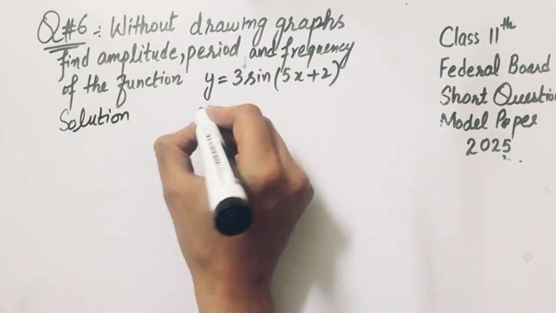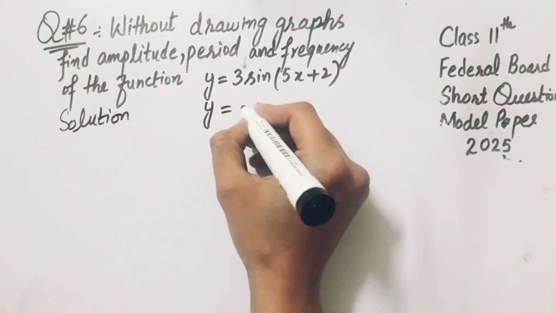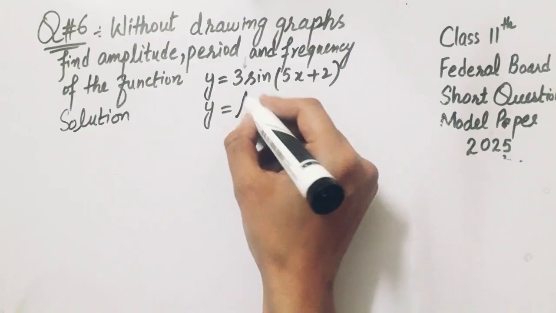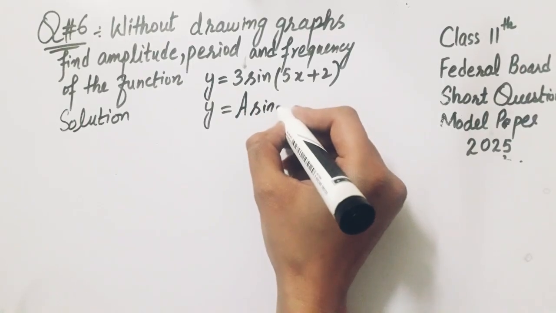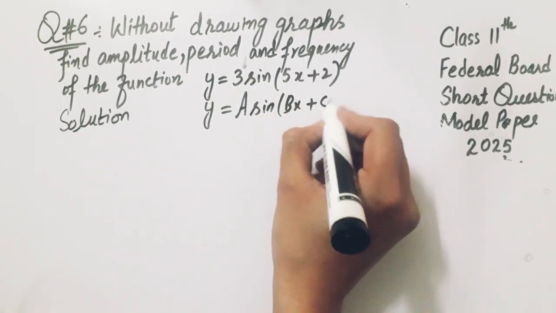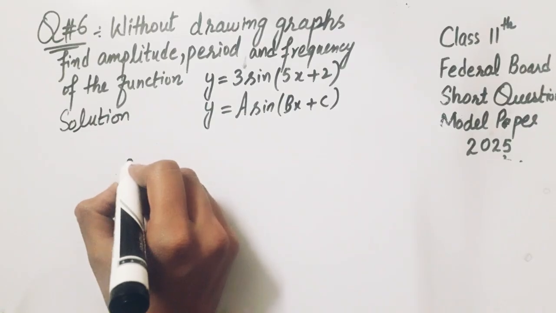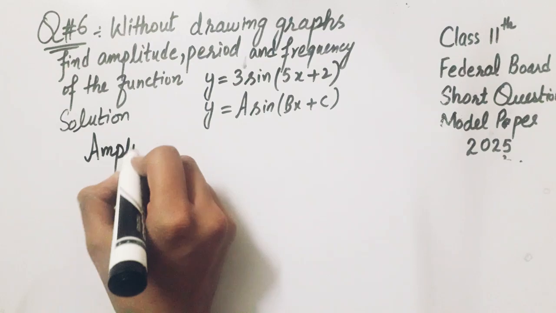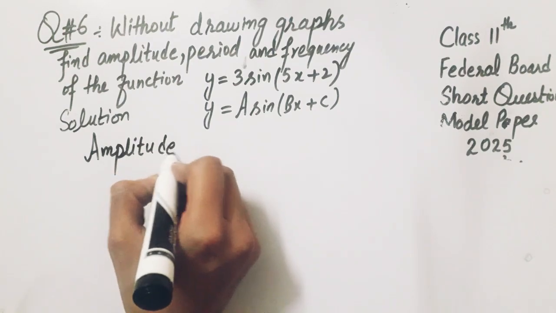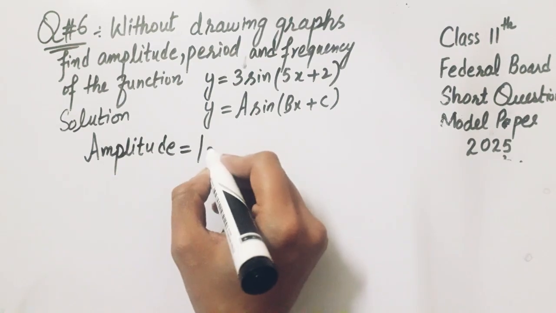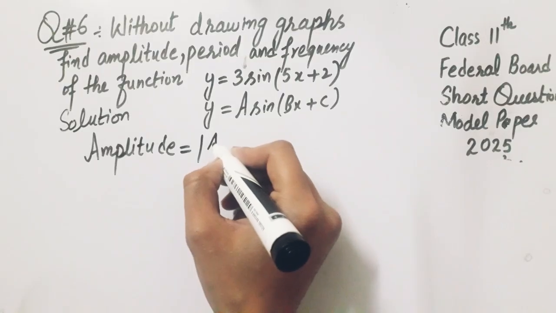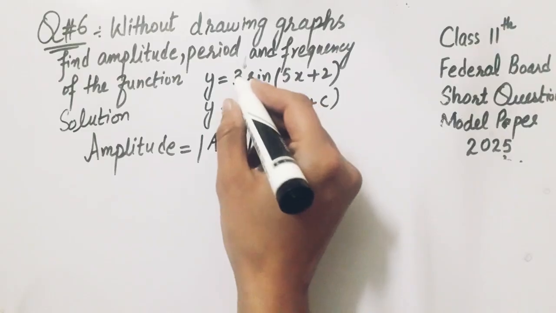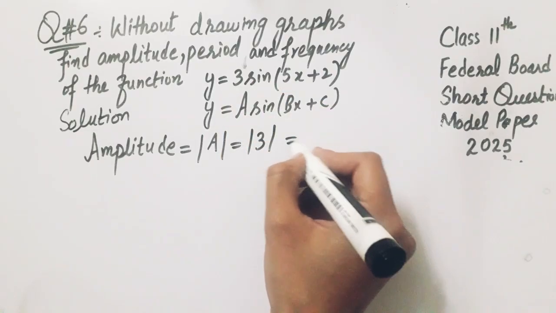Now when we have the function such that y is equal to a sine of bx plus c, we have to find first of all the amplitude. So the formula of this is equal to the magnitude of a. Magnitude of a means mod of 3. So this will equal 3.